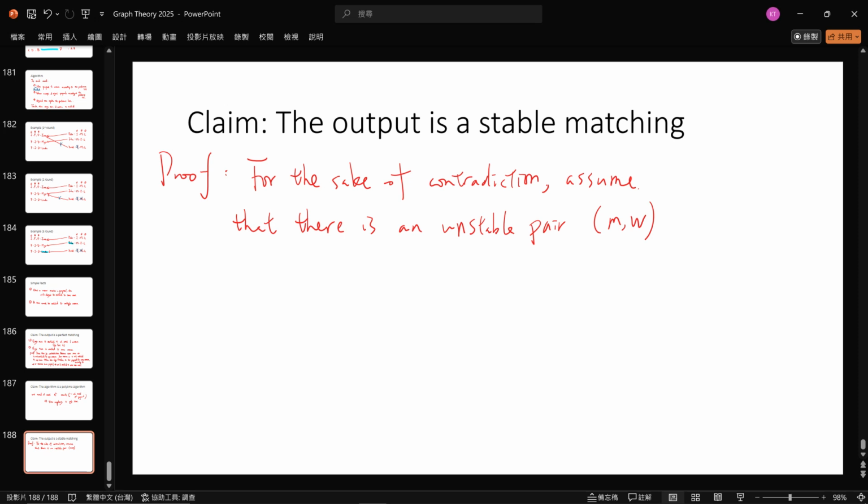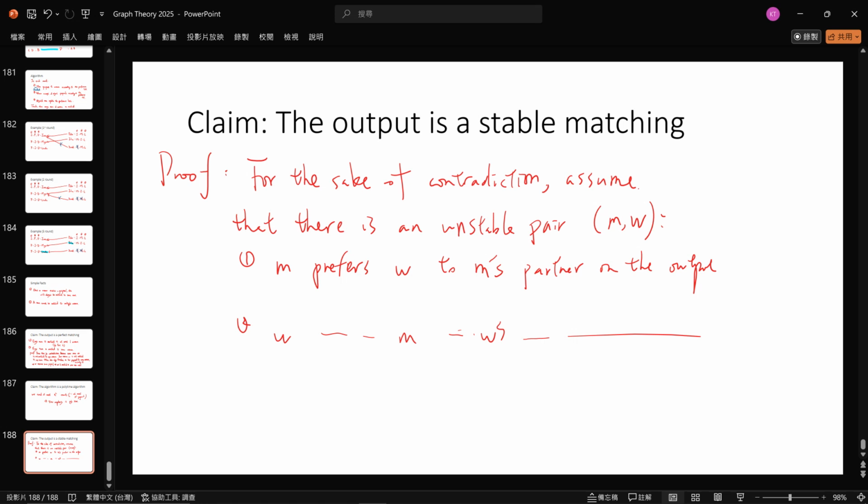So this means M is not matched to W in the output. And M prefers W to M's partner in the output. And similarly, W prefers M to W's partner in the output. So this is our assumption. And then we try to find some contradiction.